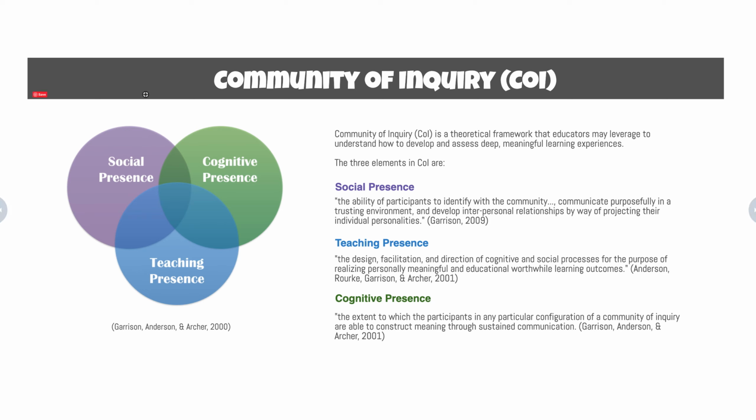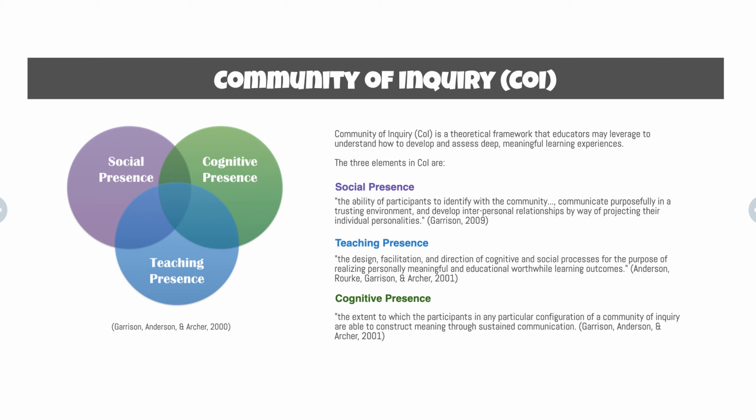And then the last framework we have here in terms of research and sort of scholarly framework is called Community of Inquiry, or COI. And you can see Community of Inquiry includes these 3 different spheres of thinking: social presence, cognitive presence, and teaching presence, which are defined over here to the right. And as she explains in her slide, Community of inquiry is a theoretical framework that educators may leverage to understand how to develop and assess deep, meaningful learning experiences. The three elements are social presence, teaching presence, and cognitive presence. So you can go back and read that in more detail later.